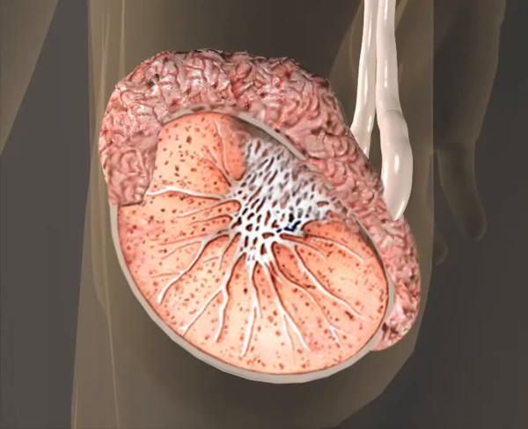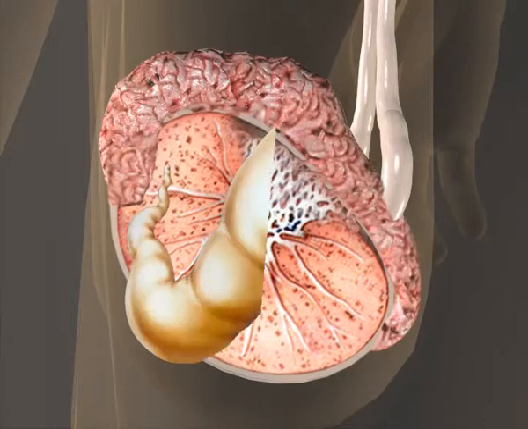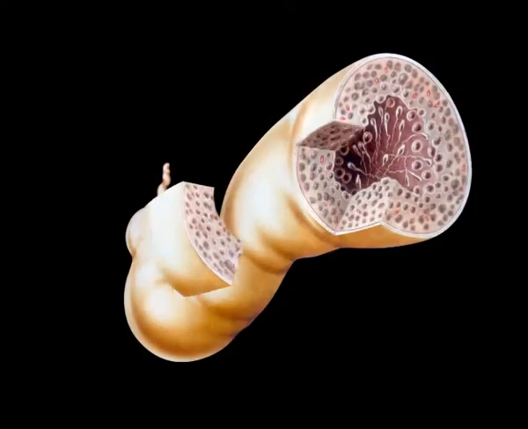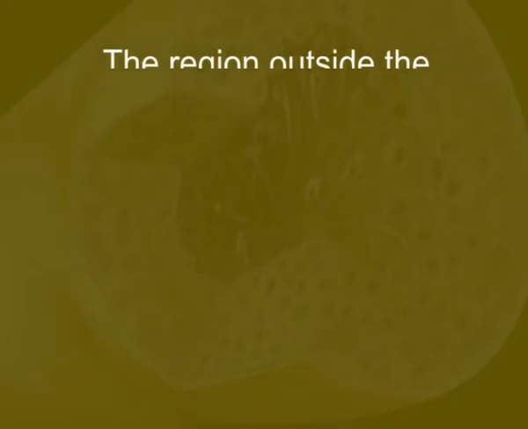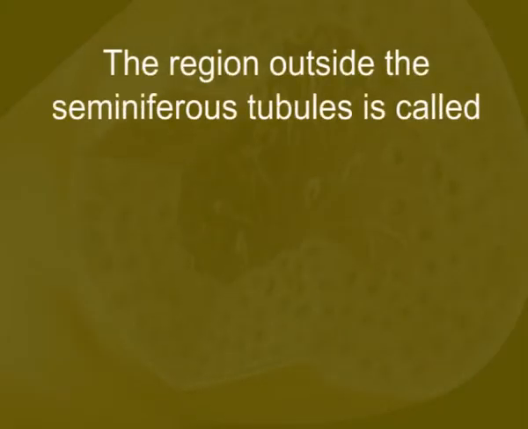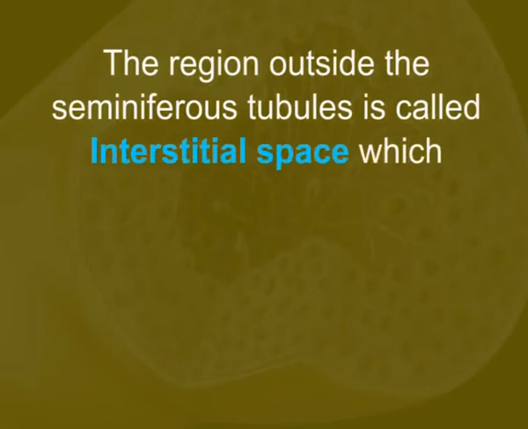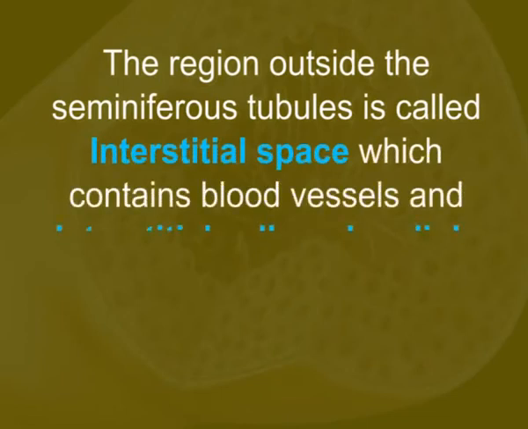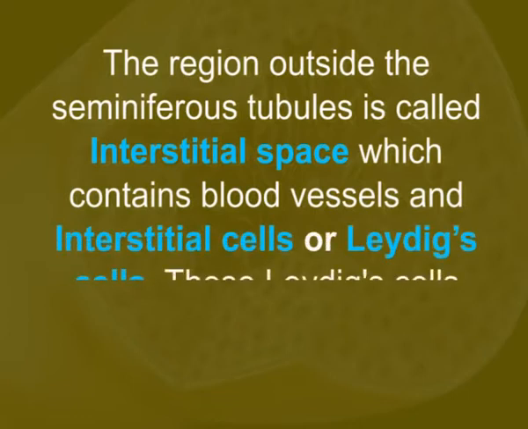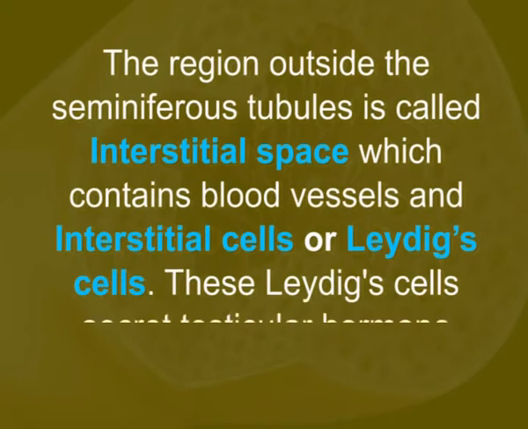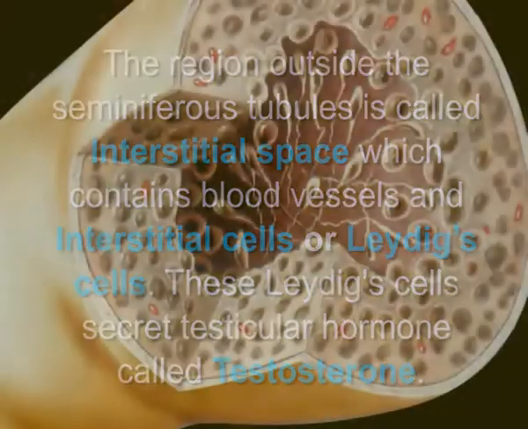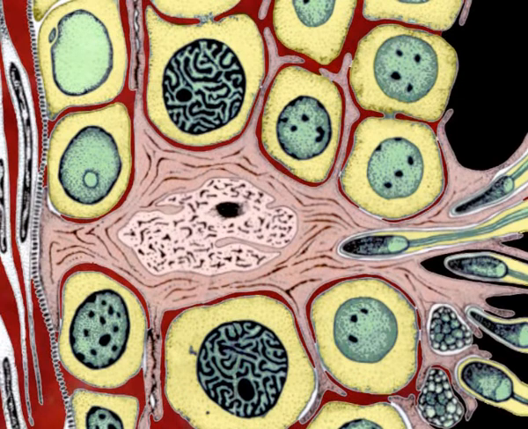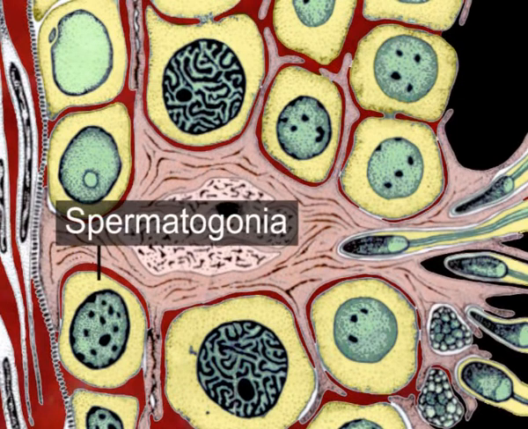If we look at a cross-sectional view of one seminiferous tubule, the outermost layer is germinal epithelium. The region outside the seminiferous tubules is called interstitial space, which contains blood vessels and interstitial cells or Leydig cells. These Leydig cells secrete testicular hormone called testosterone. Cells of germinal epithelium produce spermatogonia. Spermatogonia grow into spermatids.